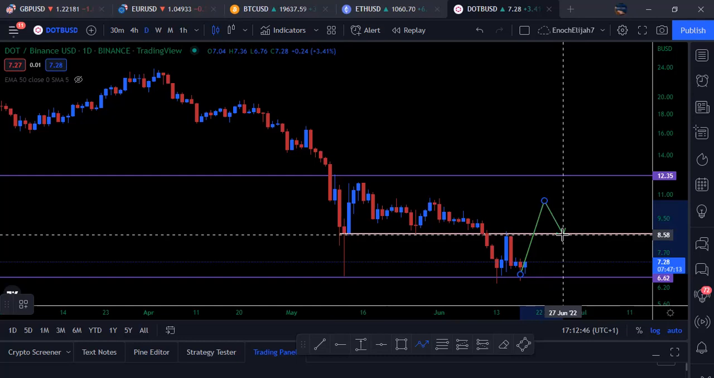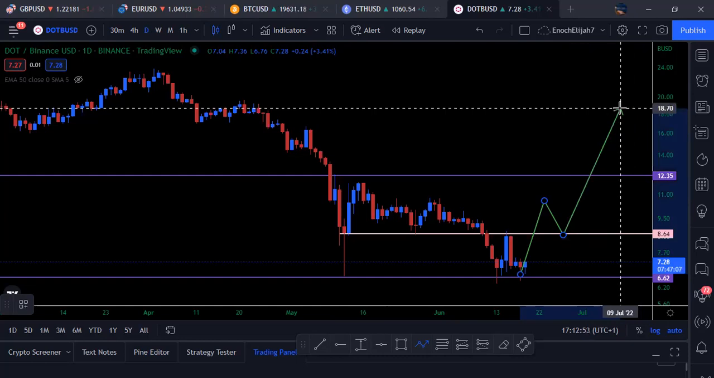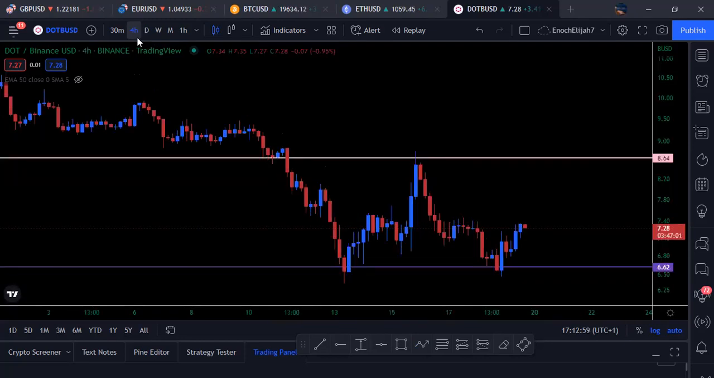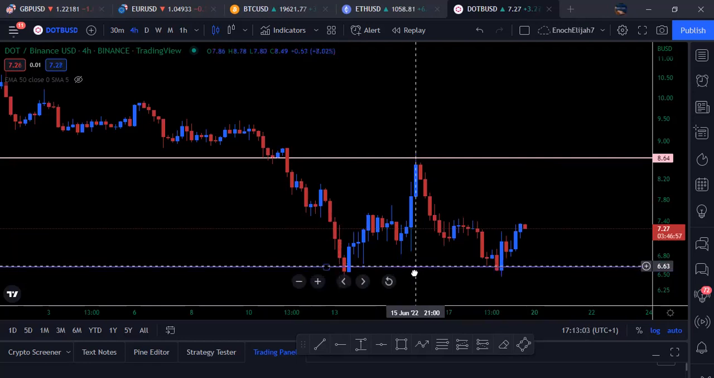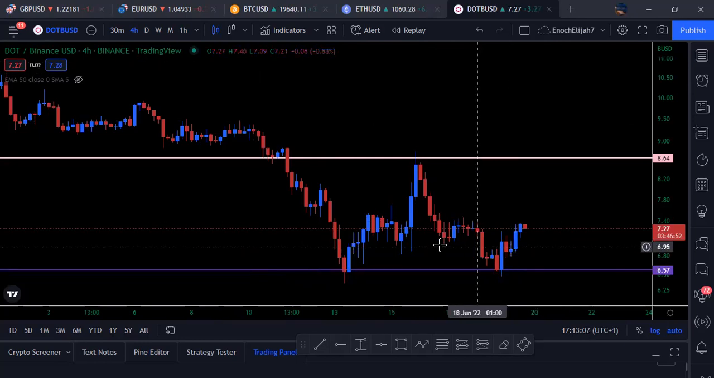They'll come back to test it. Then you can be expecting a good move to the upside like this. A new trend has formed. That's the meaning. So market structure is very important. Okay, so the bottom here as well, and some good price action.